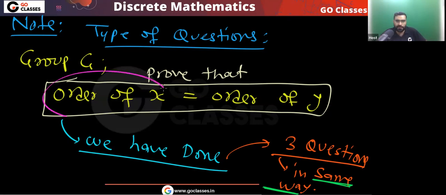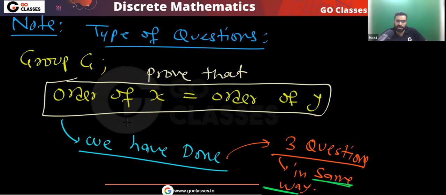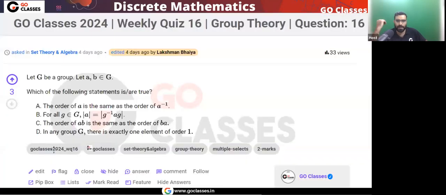Very simple. If X power n is the identity element, then prove that Y power n is the identity element. Similarly, if Y power n is E, then prove that X power n is E. So in the same way you need to do. There is nothing here. So in this question, what will be the answer? All options are correct: A, B, C, D.